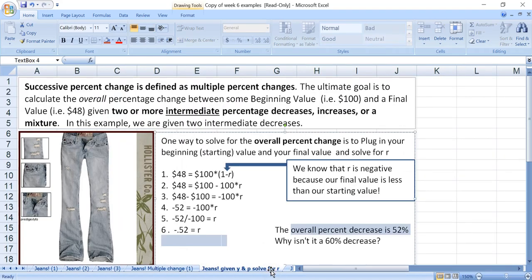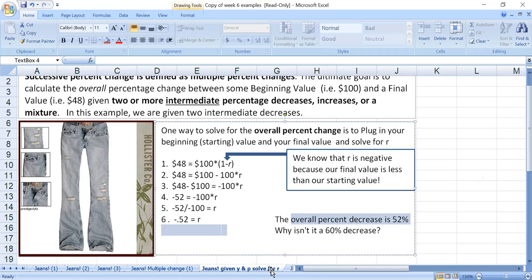Now, another way we could do this, and again, I'm not saying that this is the best way to do this, but one way we could do this would be to plug this into our exponential change equation. We have some starting value, it's 100. We have some final value, it's 48. We don't know what the percent is, but we know that it's negative because it's a decrease. And so what we could do is we can solve for R.